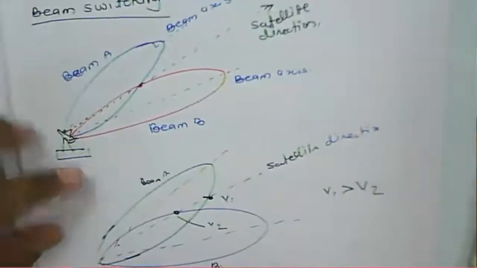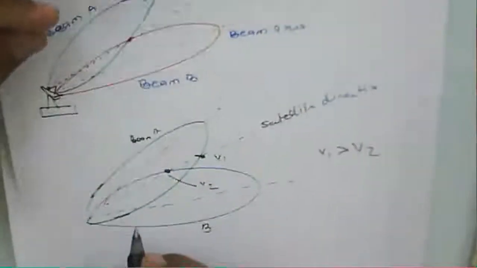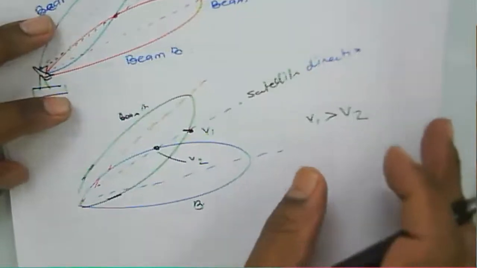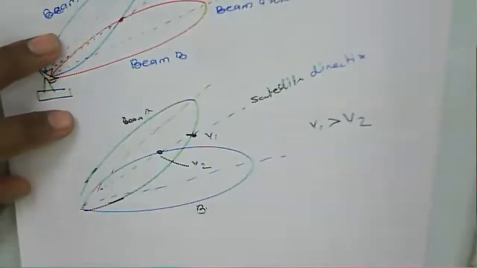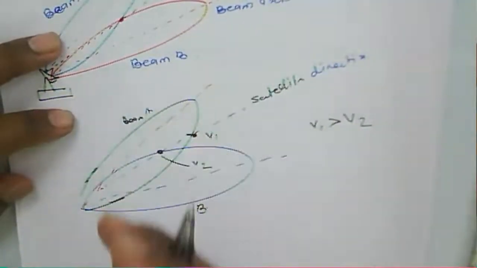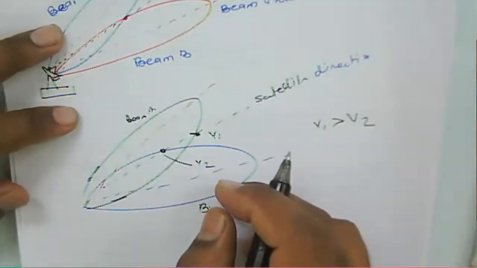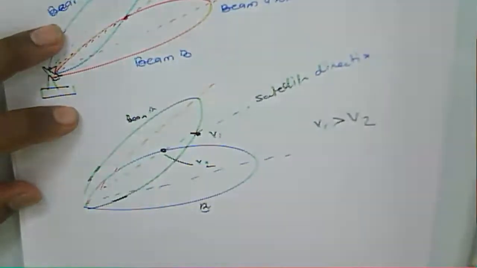So today we will learn about beam switching. Now in beam switching, this is nothing but a tracking technique. In this tracking technique, the antenna generates two patterns that are symmetrically above and below the boresight.